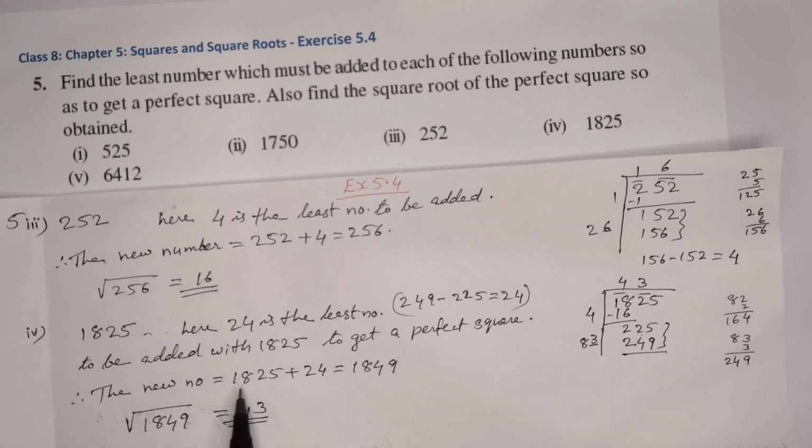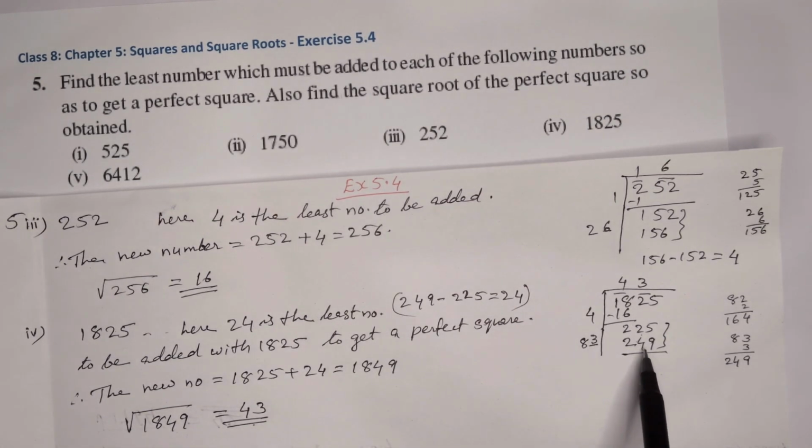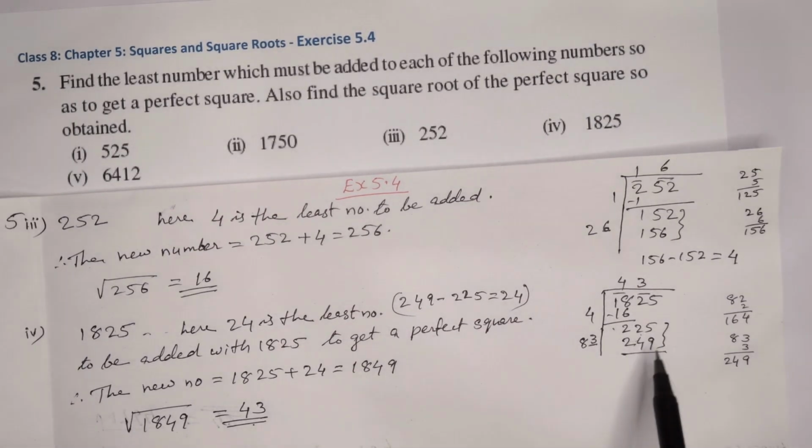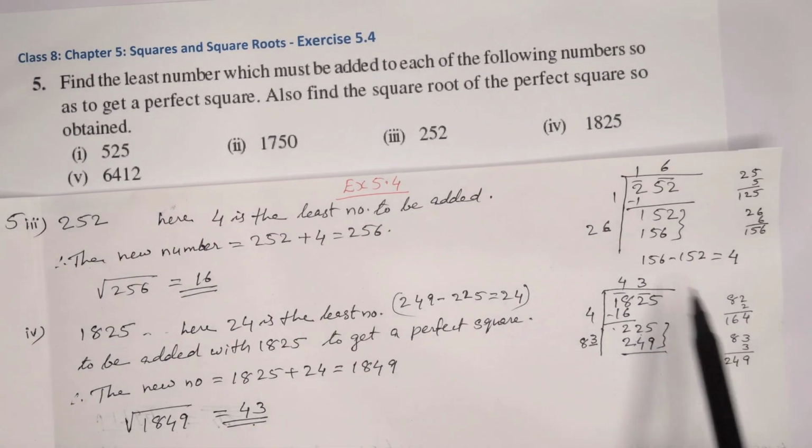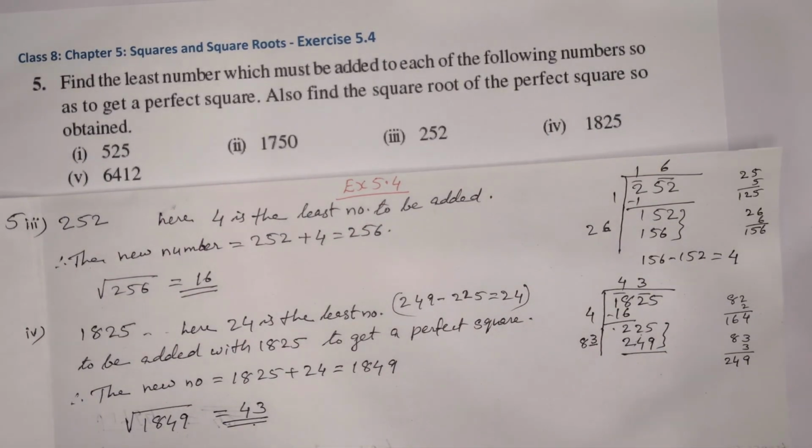Therefore the new number is equal to 1825 plus 24, that is 1849. Then the square root of that is 43. We are taking it this way, the bigger number than the remainder here, and then we can straight away write the square root 43 here.